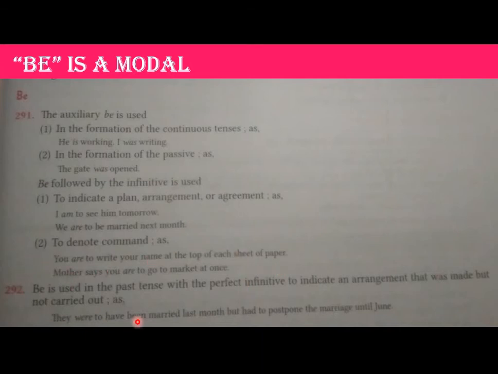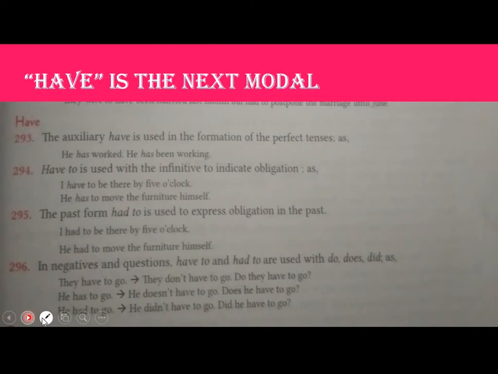Now, can you see the second one, guys? Yeah. So have is the next auxiliary. The auxiliary have is used in the formation of perfect tenses, such as present perfect tenses or past perfect tenses. The examples are: he has worked or he has been working.